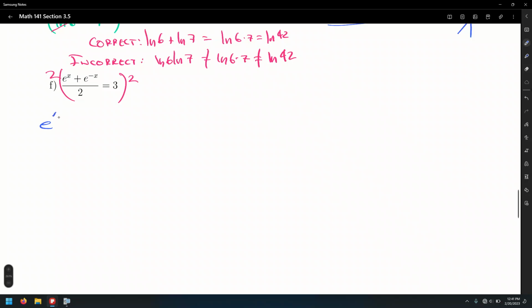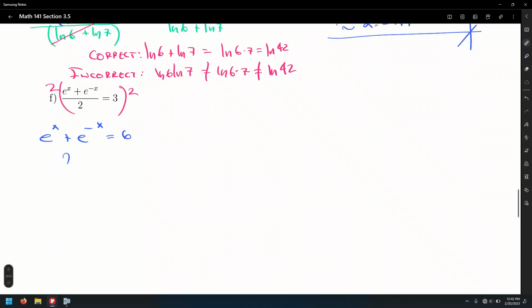And that's e to the x plus e to the negative x equals 6. And well, it looks like we're doomed here because we cannot add these two exponentials together. The reason is that the exponentials are not the same. Had they been the same, we could easily combine them: e to the x plus e to the x would have been 2e to the x. But it's not the case.